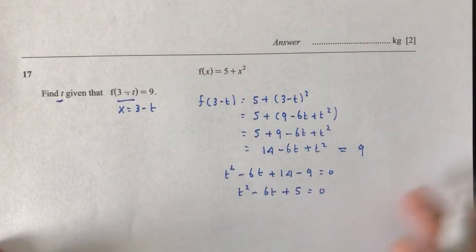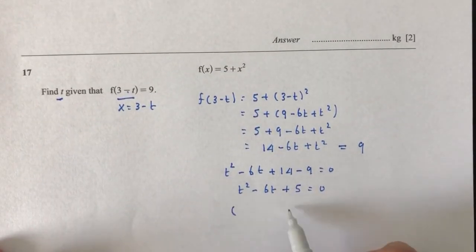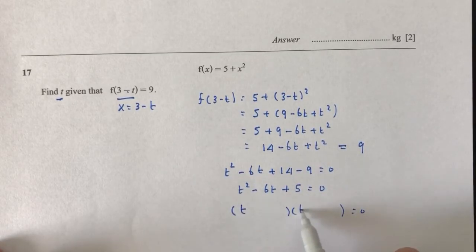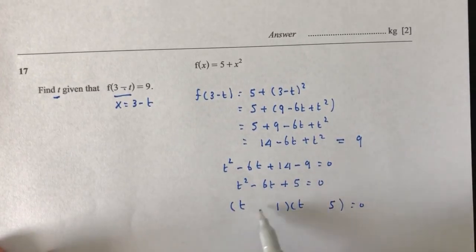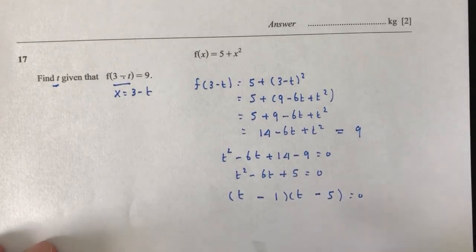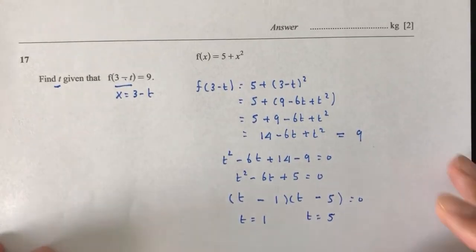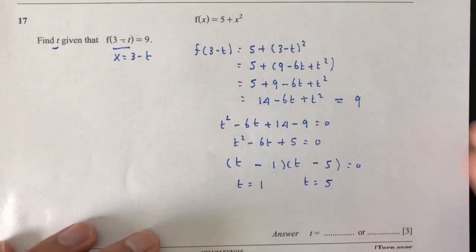So now we have to factorize and solve for t. Because we have t squared, we have two brackets. So t squared is t times t, and 5 is 1 times 5. And how do we get minus 6? So minus 1 minus 5 will be minus 6. So t can be 1 or t can be 5. And this is your answer for question number 17.